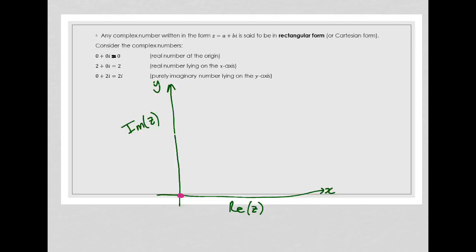Then for 2 plus 0i, this is a real number lying on the x-axis because the real part is 2, but the imaginary part is 0, so it will be a real number on the x-axis. Then for 0 plus 2i, that is a purely imaginary number lying on the y-axis. So it will be at 2i on the y-axis.